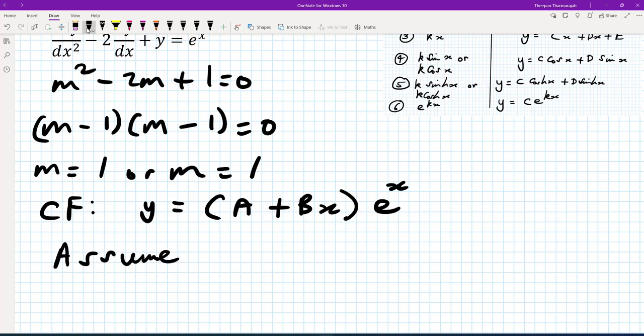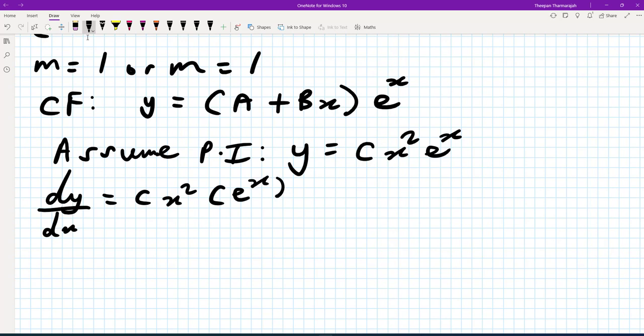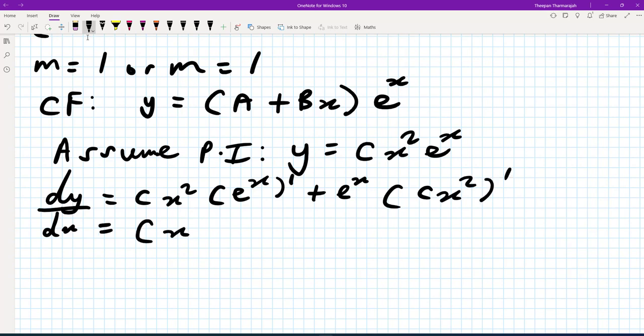So we assume that the particular integral is going to be y equals c x squared times e to the x. Now we're going to differentiate this by the product rule. So dy by dx is cx squared times the differentiation of e to the x plus e to the x times the differentiation of cx squared, which implies I get cx squared e to the x plus 2cx e to the x.